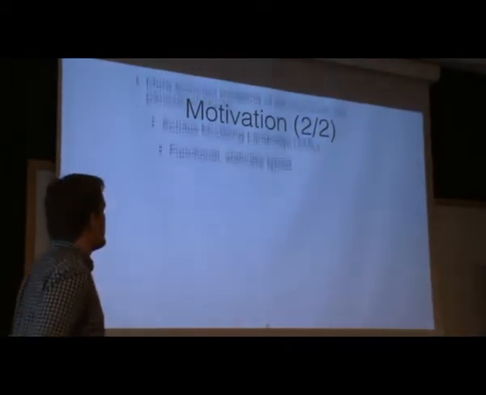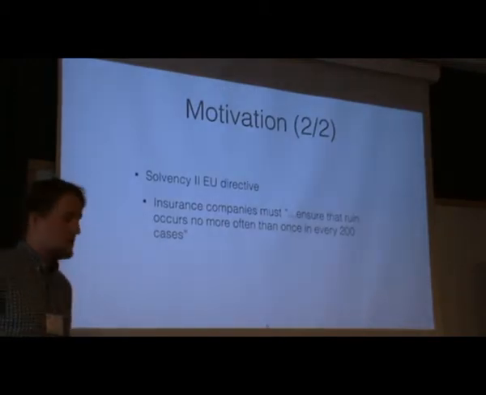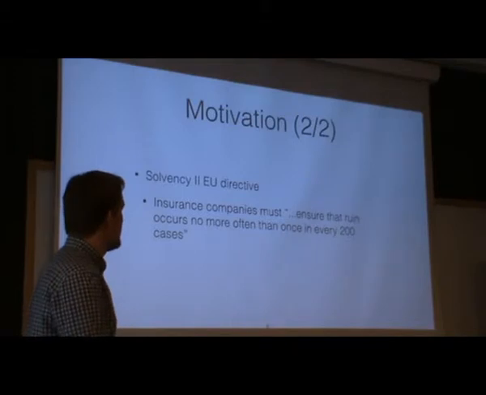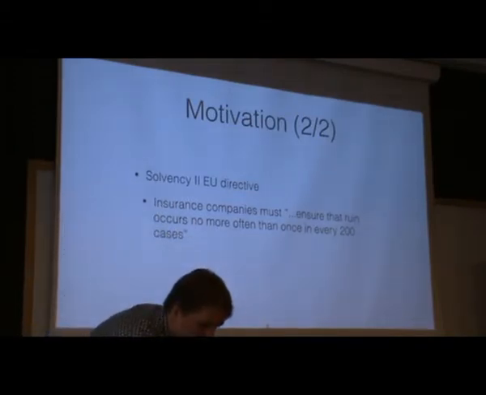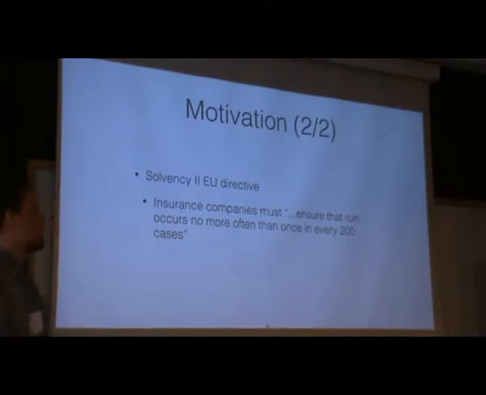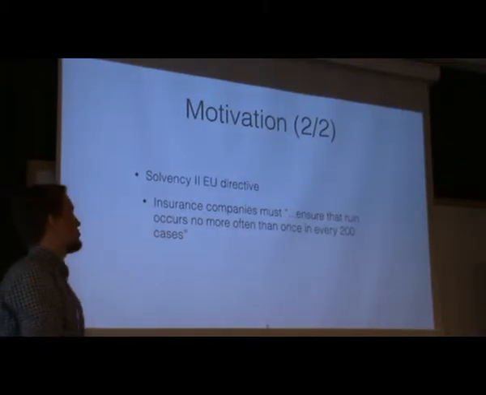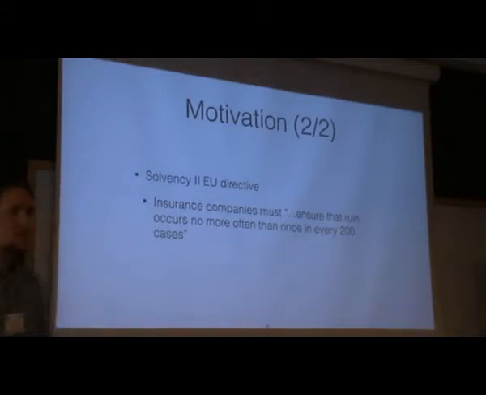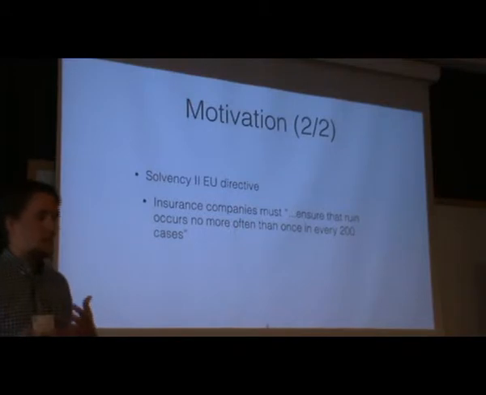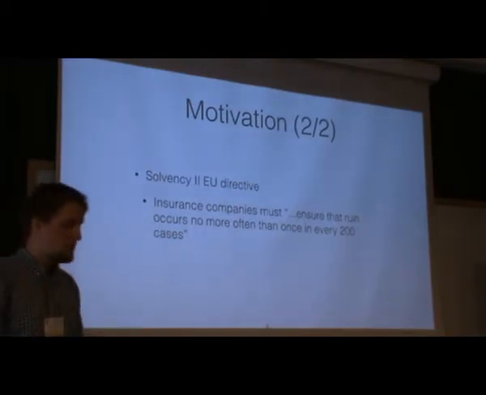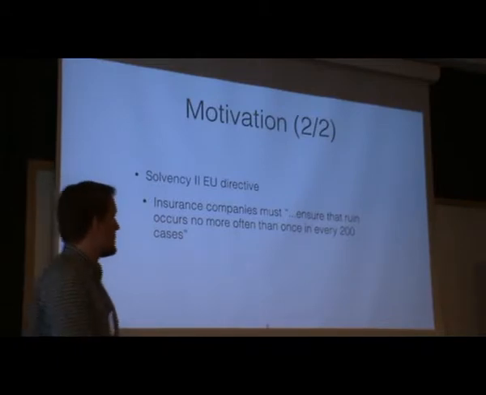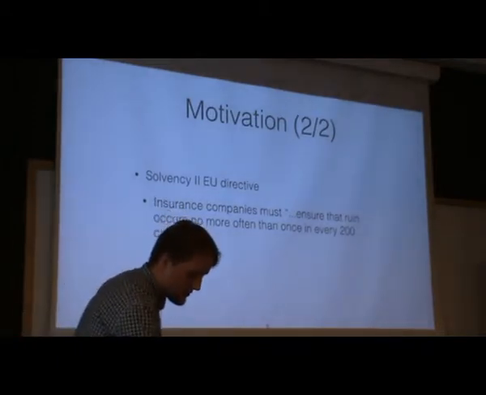The Actuarial project is also motivated by the Solvency II EU directive, which is a response to the 2008 financial crisis. It includes many mandates for insurance companies, and there's one in particular that's relevant to what we've been working with, which states that insurance companies must ensure that ruin occurs no more often than once in every 200 cases. But what this means is that insurance companies must be able to show that in 99.5% of future eventualities they'll be able to pay what they owe to their customers. Because if not, then they go bankrupt, which is bad for everyone.